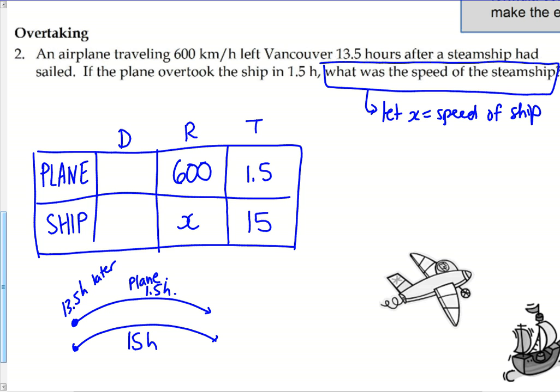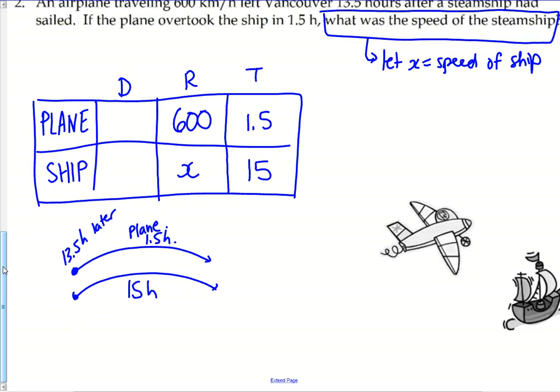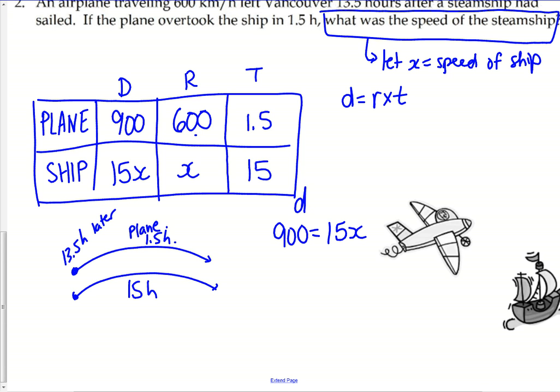Does that make sense, guys? Or Steve, you okay? Okay, so how do we get our distance? Distance equals rate times time. All right, so what is the plane's distance? 600 times 1.5 is 900. What is the ship's? 15x. And what do we know about their distances? They're the same. So 900 is equal to 15x. The distance of the plane equals the distance of the ship.